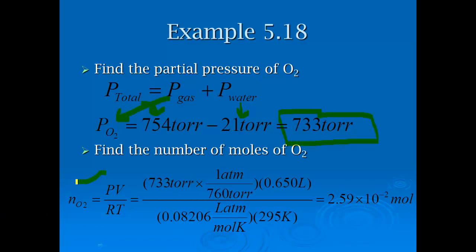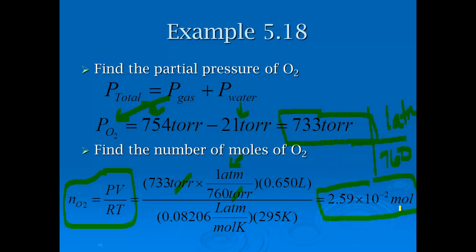To find the number of moles, all we've got to do is use the ideal gas law. Okay, we plug and chug. They went ahead and did their atm conversion in the problem. That's fine. Most of you probably would have done it ahead of time up here, where you would have taken 1 atm divided by 760, but either spot. And we get 2.59 times 10 to the negative second moles of oxygen.